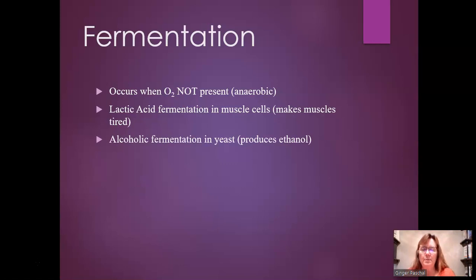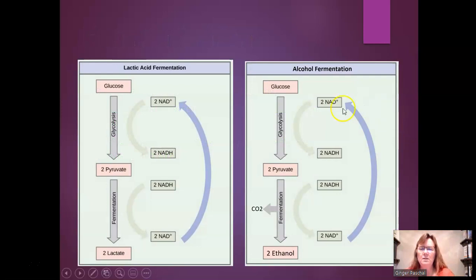There's another type of fermentation which is called alcoholic fermentation, and this actually happens in yeast. This is how we make wines and beer and things like that, and ethanol is actually produced. The difficult thing about fermentation is we only get 2 ATP. That's because we go through glycolysis and then we have to regenerate that NAD in order to break glucose apart again. So there's only 2 ATP versus the 36 to 38 that are made in cellular respiration. Big difference.